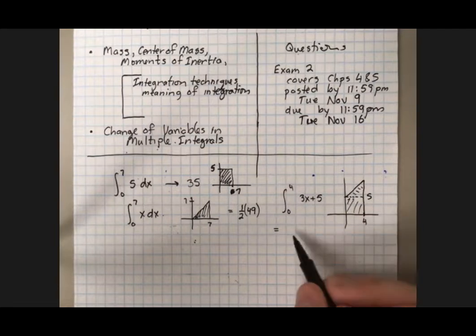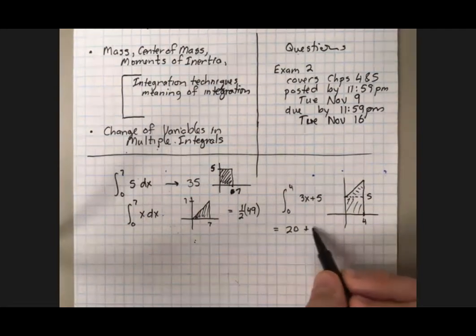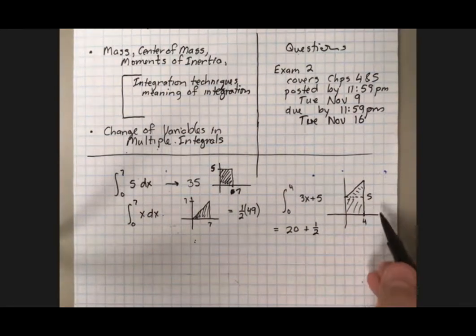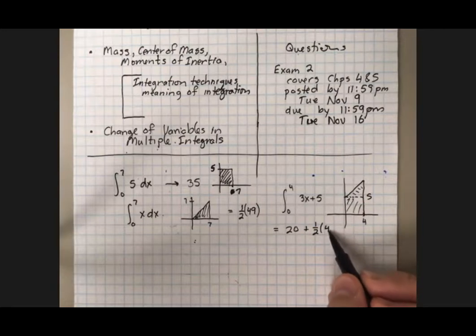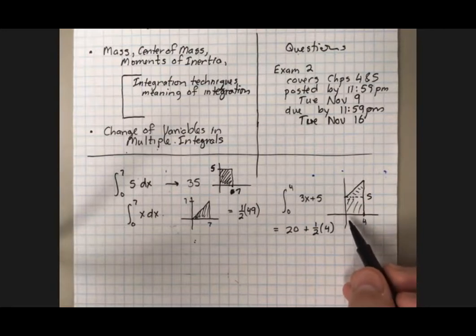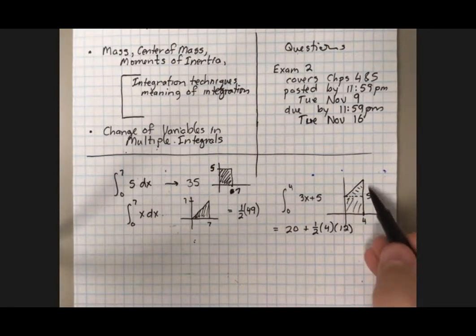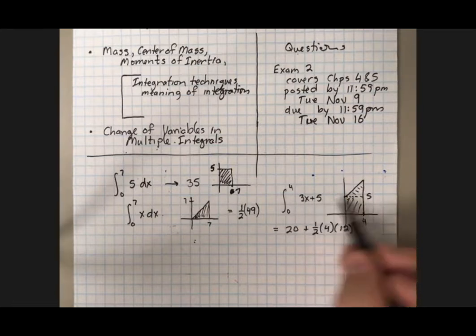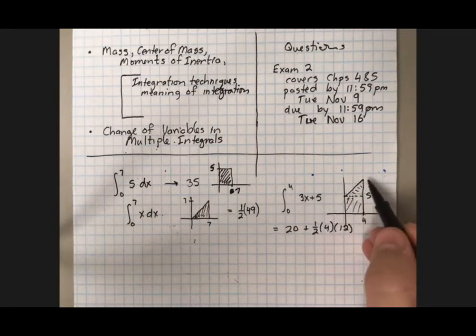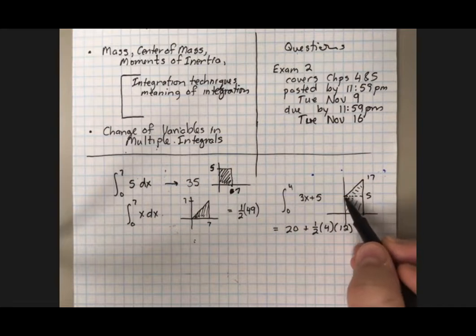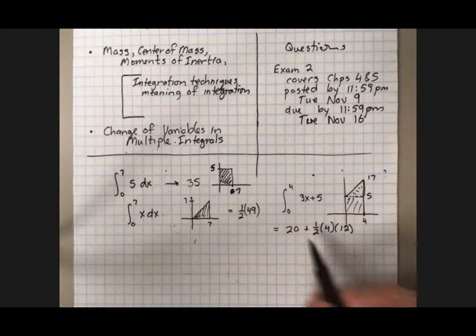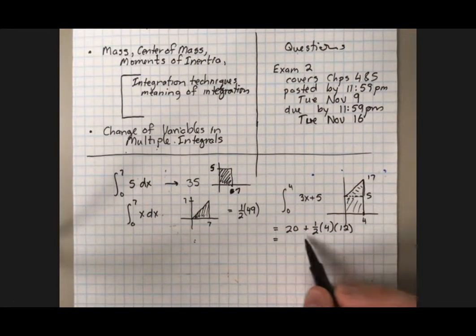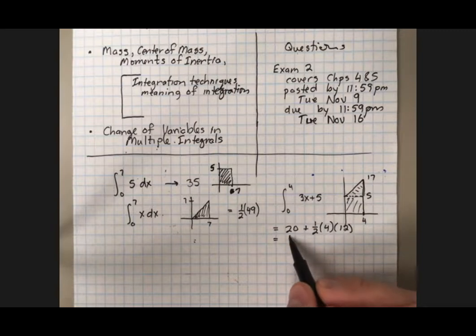Well, it's 4 times 5 is 20. Plus 1/2 the area of that triangle. What's the base of that triangle? 4. What's the height of that triangle? Is it 12? I mean, it's the height of the triangle only. I know it starts at 5, but as I go to x here, I get 12 plus 5. I know I get up to 17, but the triangle is just 4 by 12. So the area of this integral right here is just 44.